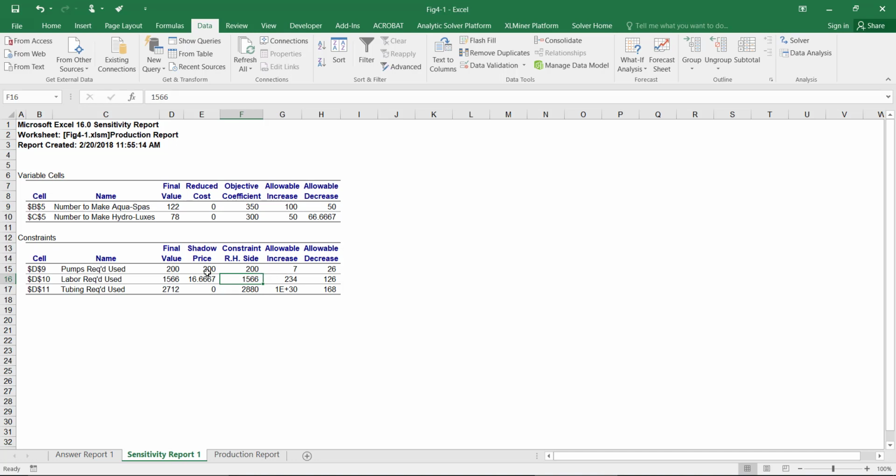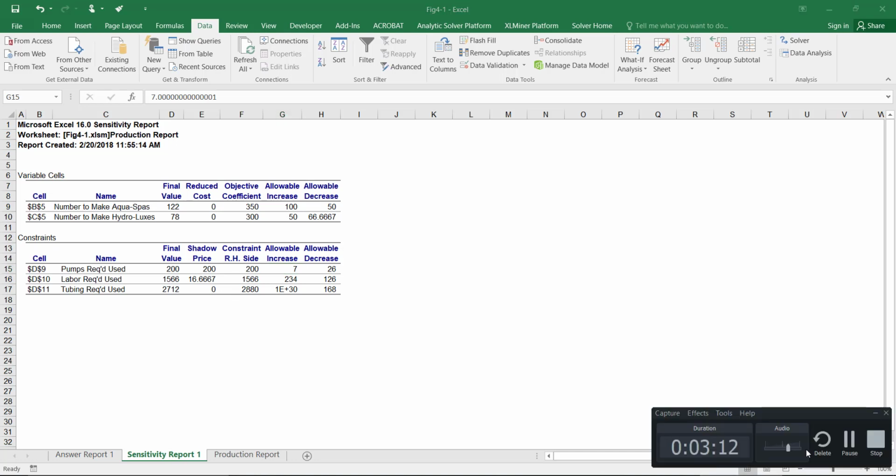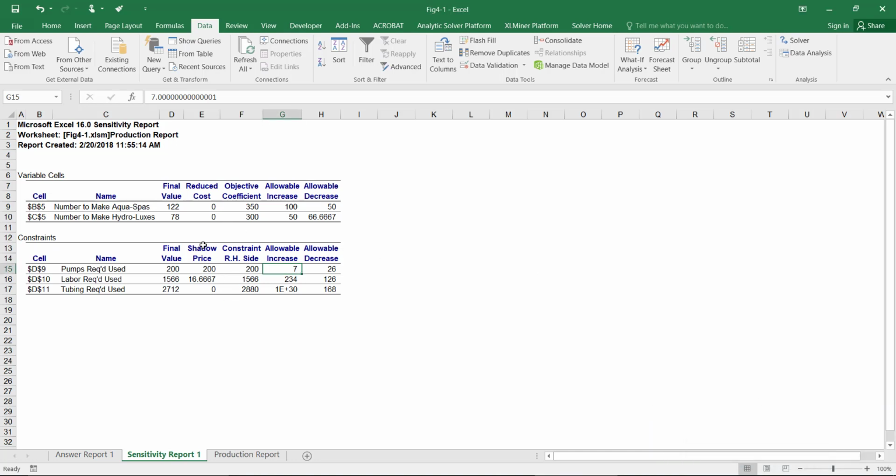And then we have a shadow price that we are going to talk about in a moment. Shadow price means that if I increase the right hand side by one unit, I'm going to get the objective function increased by this value. Notice the sign of these values. If these signs are positive, that means if I increase the right hand side by one unit, I'm going to get this much value added to my objective function.